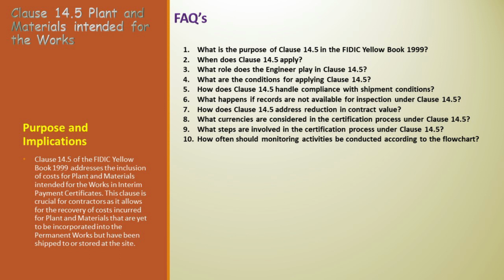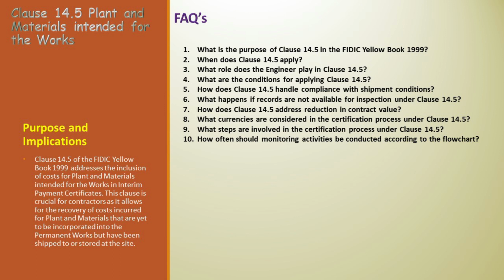This is verified through a decision point in the flowchart process. 6. What if records are not available for inspection under this clause? Answer. If the necessary records are not available for inspection, Clause 14.5 cannot be applied, and the process for this clause ends.